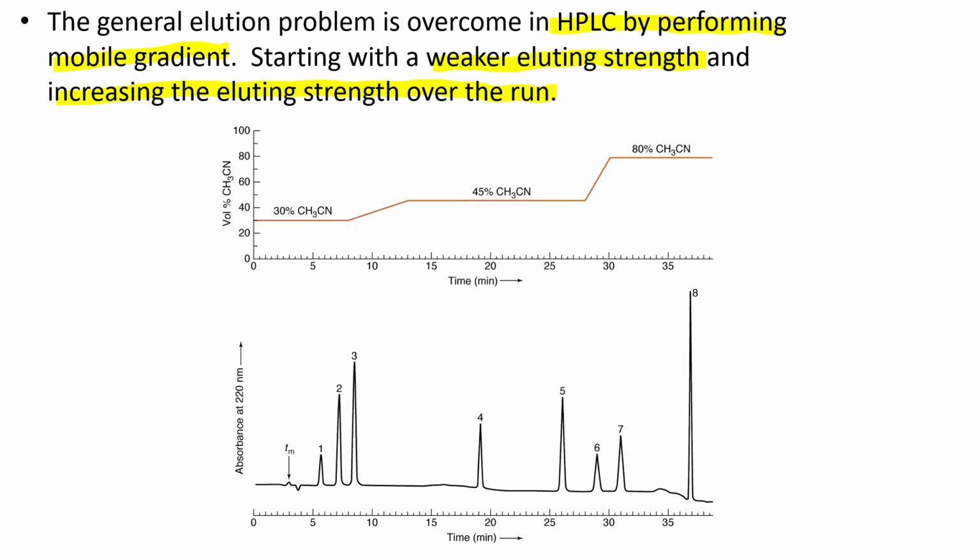And then over the course of the run, we increase the strength of the solvent or the mobile phase. So in this example of this separation of a mixture of pesticide components, it starts with 30% solvent, and it holds that for looks like 8 minutes, and then it ramps it up to looks like 45%, and then it holds that for whatever that is, 15 minutes, and then it more rapidly goes from 45 up to 80% in a faster gradient, and then holds that for a few minutes.